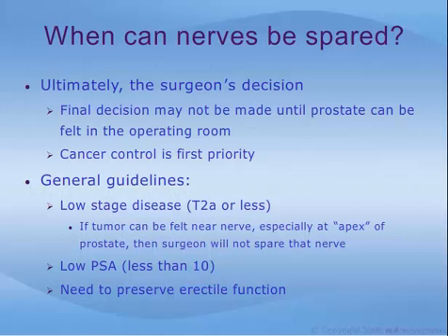Firstly, the stage of disease must be low, and there must not be a tumor nodule near the nerve. If tumor can be felt near the nerve, especially at the so-called apex of the prostate, then the surgeon will not spare that nerve. Secondly, the PSA should also be low. And finally, of course, the patient should already have good erections and the need to preserve his erectile function.